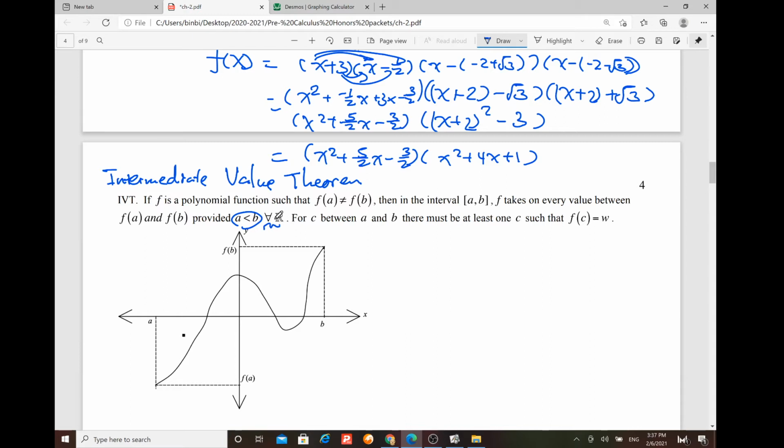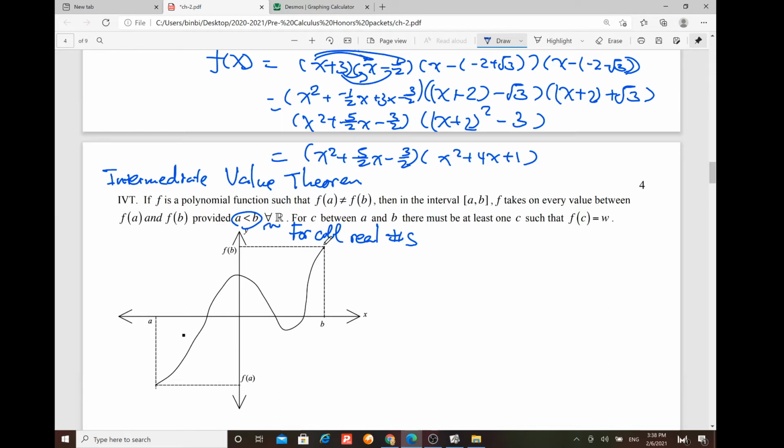If you see a symbol like an upside down A, this means for all real numbers. So for c between a and b, there must be at least one c such that f of c equals w. Well, there's going to be at least one c right in between, because this one is higher and this one is lower.